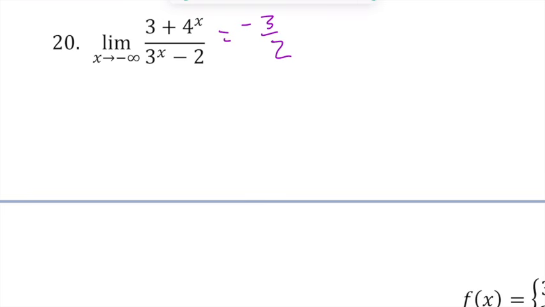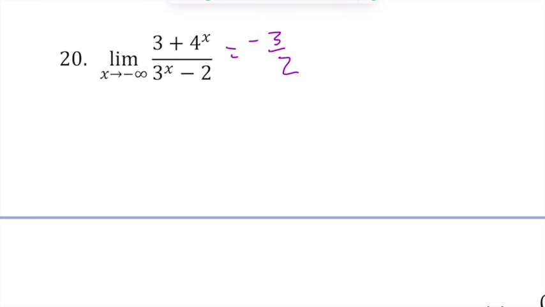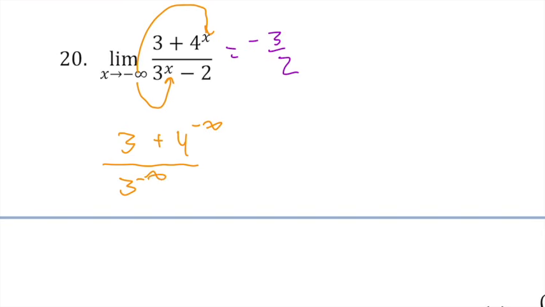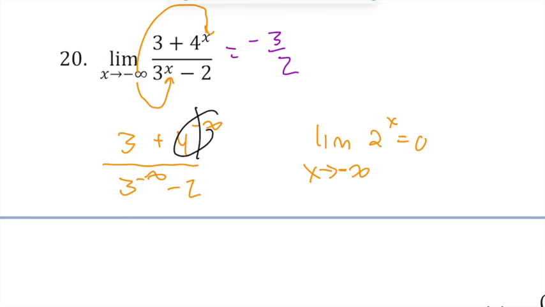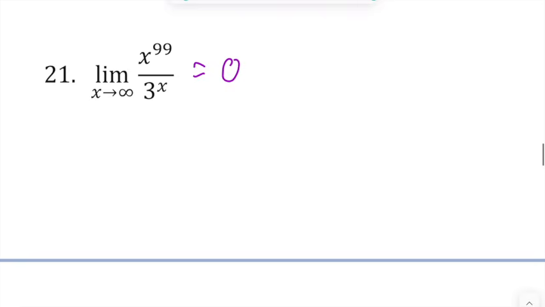All right, so 20. The limit as you go to negative infinity. Ooh, that's important. If I plug in negative infinity here and here, we're going to get 3 plus 4 to the negative infinity over 3 to the negative infinity minus 2. And remember, the limit as x goes to negative infinity of this equals 0. So basically this is 0 and this is 0. So our answer is going to be 3 plus 0 over 0 minus 2. And that gives me negative 3/2.